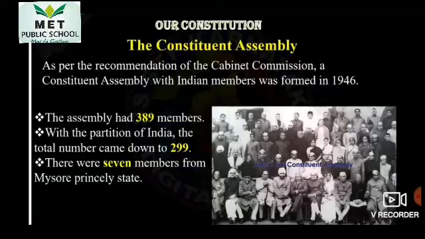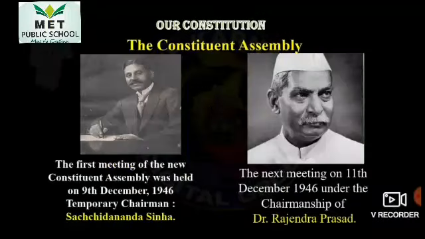So, as per the recommendation of the Cabinet Commission, a Constituent Assembly with Indian members was formed in the year 1946. This Constituent Assembly had 389 members. With the partition of India, the total number came down to 299. So there were 7 members from Mysuru princely state.